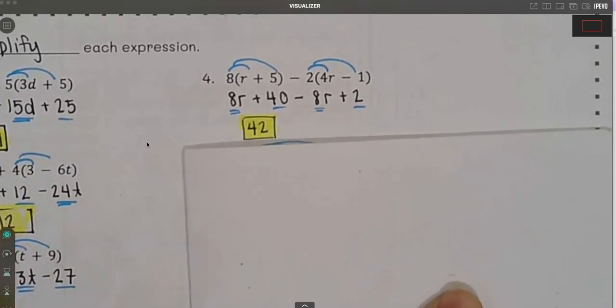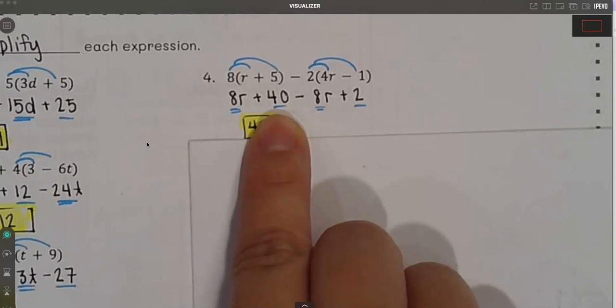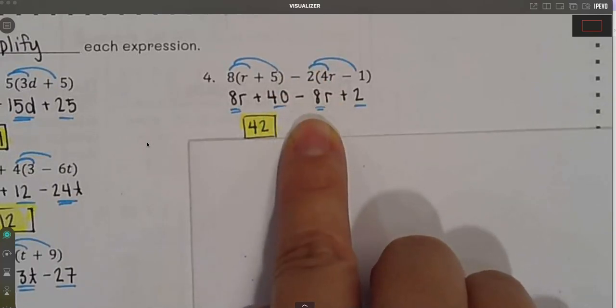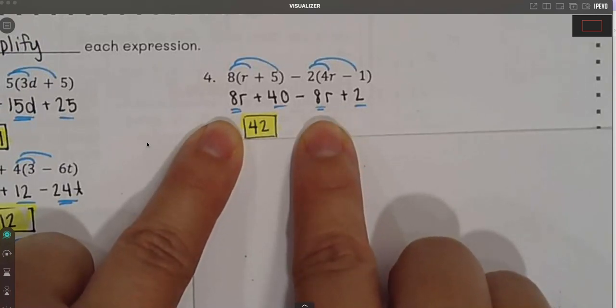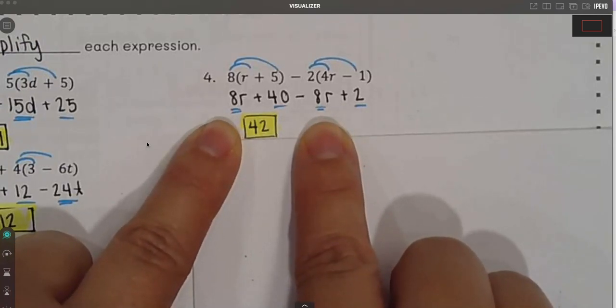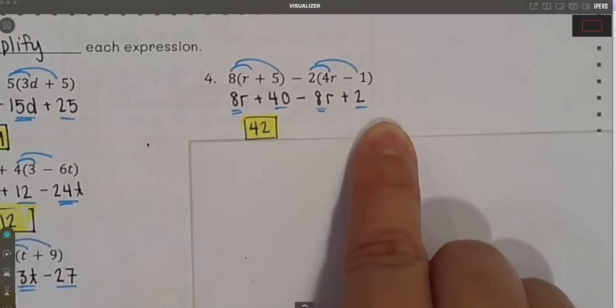Okay, moving on to number 4. So number 4, we're going to distribute the 8. We're going to distribute the negative 2. We'll get 8r plus 40. Distribute the negative 2. We get negative 8r plus 2. 8r minus 8r is 0. So those cancel out. 40 plus 2 is 42. So the final answer here is 42.